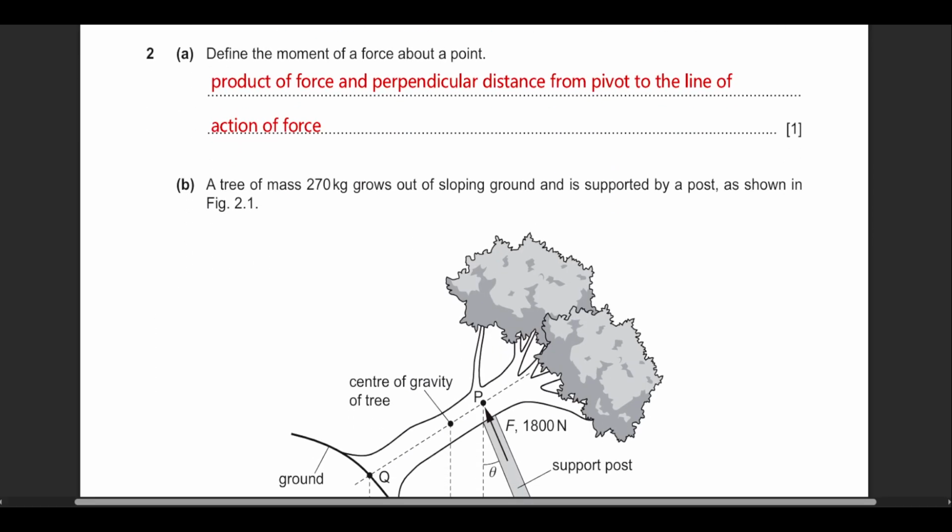Question 2. Moment of a force is the product of force and the perpendicular distance from the pivot to the line of action of the force. If you're familiar with the definition, memorize it from the marking scheme. That's the best strategy to go forward.